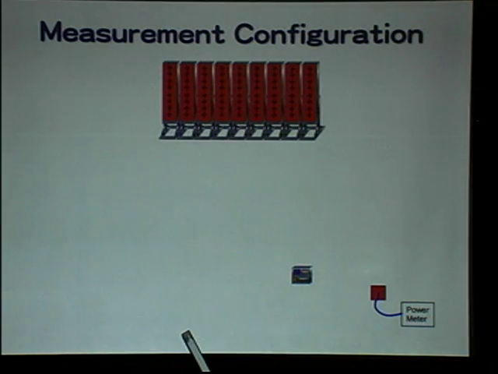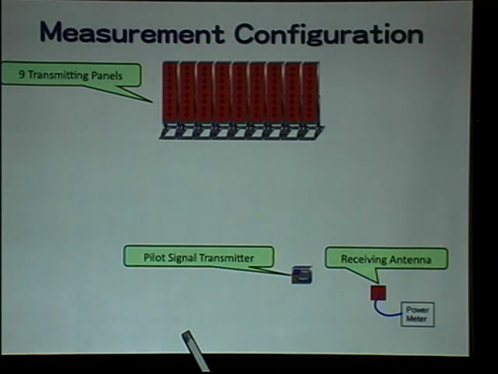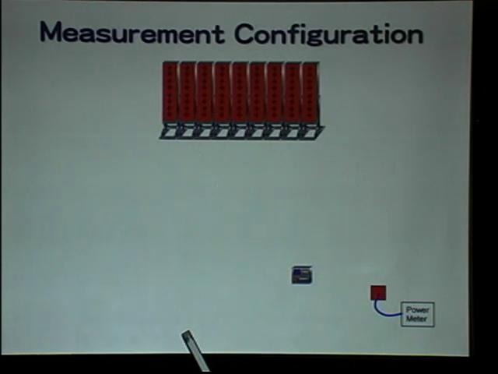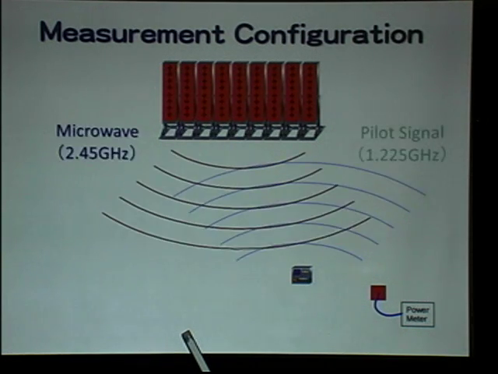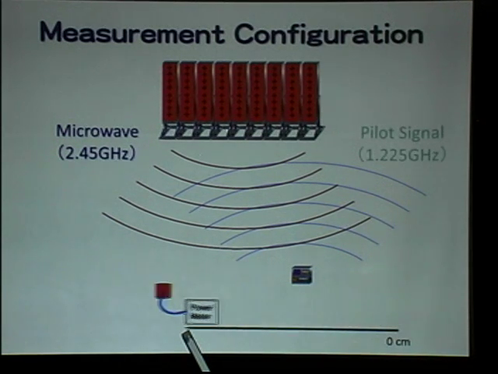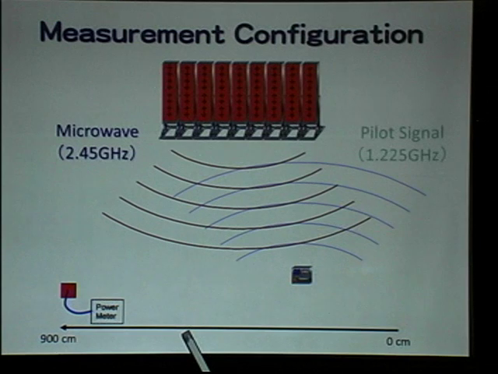At the beginning, I want to explain our measurement. This is a pilot signal transmitter, and at first we transmit a pilot signal at a frequency of 1.225 gigahertz. And microwaves of 2.45 gigahertz are radiated toward the pilot signal. We measure along this line.